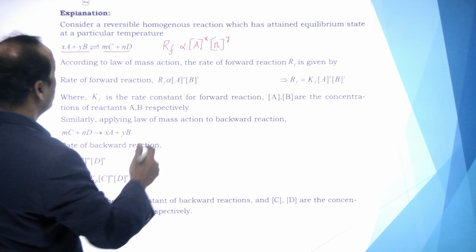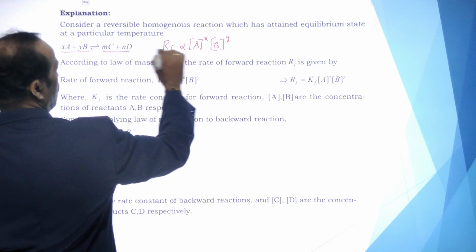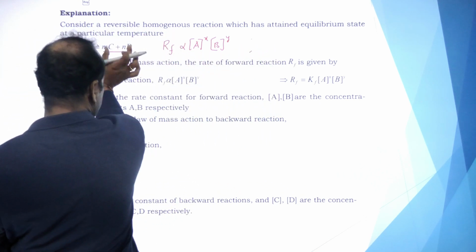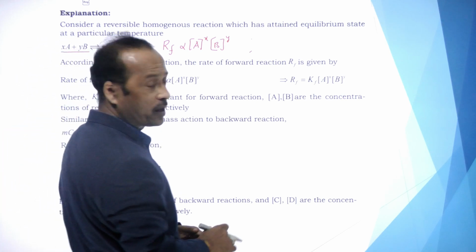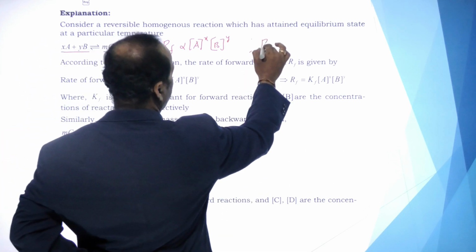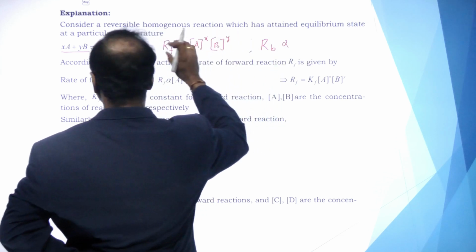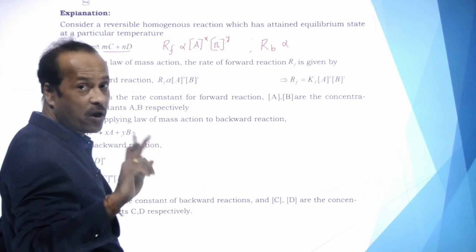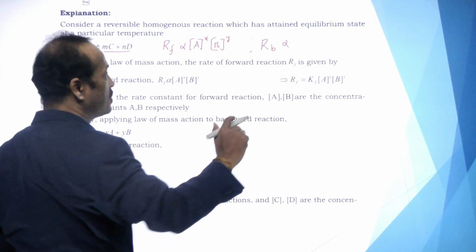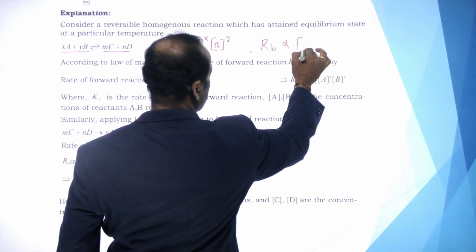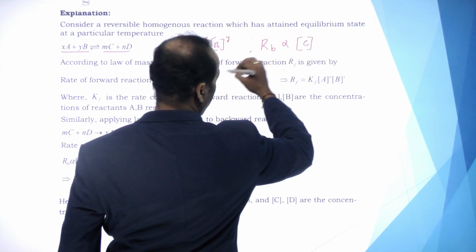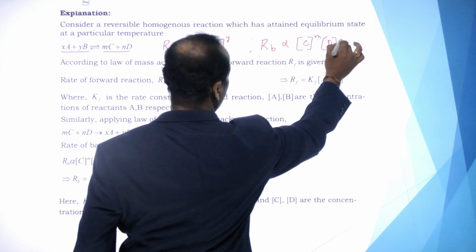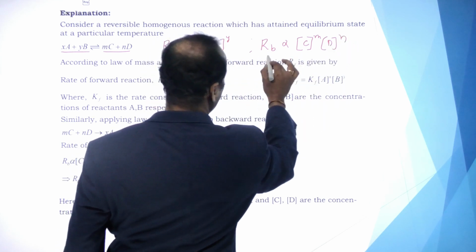Now, the rate of backward reaction, what happens? Like this we are going now. So this becomes a reactant and this becomes a product. Now see, the rate of backward reaction RB is directly proportional to the product of the concentration of C and the concentration of D. Product means multiplication. Concentration can be represented in square brackets. So C to the power of M into D to the power of N. So this is the rate of backward reaction.